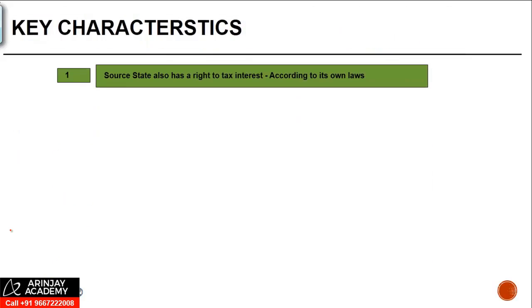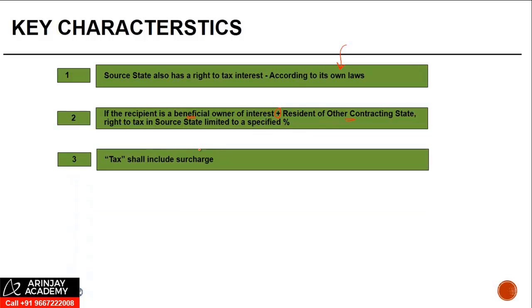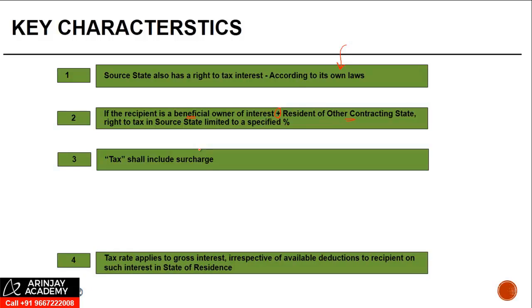So what are the key characteristics of this? The source state, India, also has a right to tax interest according to its own laws. But there's an exception which is dependent on twin conditions. One, if the recipient is the beneficial owner of interest and a resident of the other contracting state, the right to tax in the source state is limited to a specified percentage. Tax shall include surcharge. While this may be applicable for the India-US treaty, it's not a blanket exemption. You need to see what's the definition of tax in Article 2, if any. If there is no definition, local provision or domestic law provision may apply.